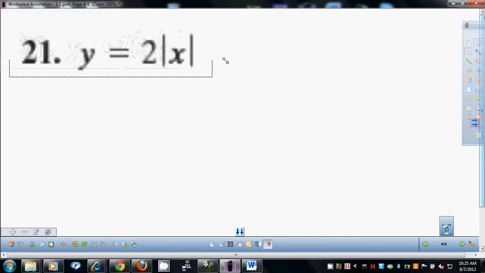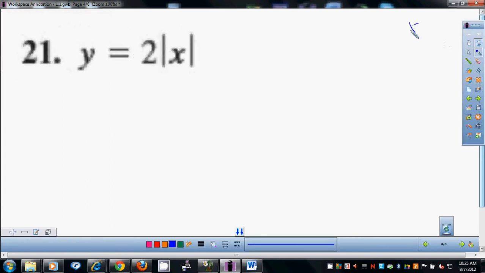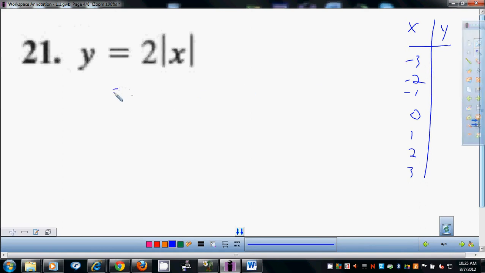So we're going to start the same way. XY chart. Still going from -3 to +3. And we just plug in. The absolute value of -3 is what? 3. So that's going to be 6. That'll be 2 times +2. 2 times +1. 2. That's right. Now I'm just going to go ahead and fill in the rest of this. You plug in these values for the x, and you should get these y values.